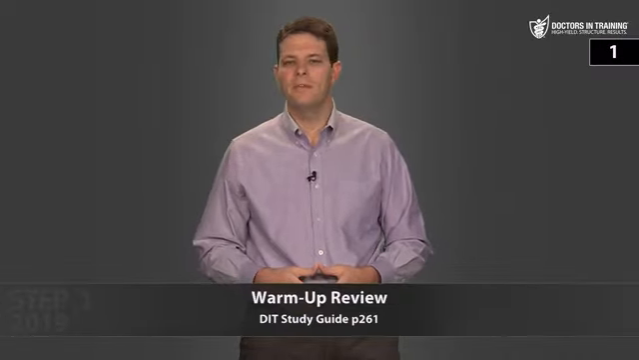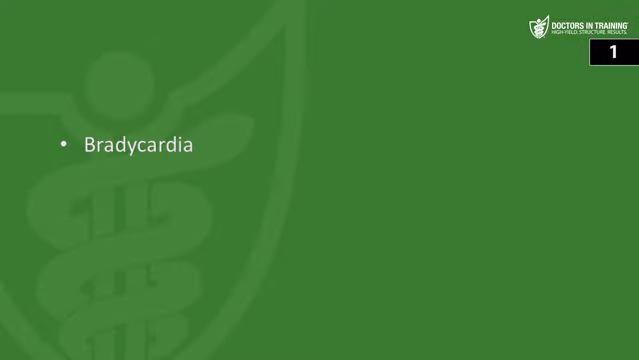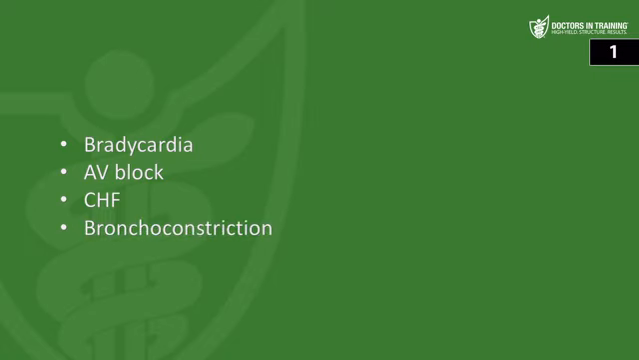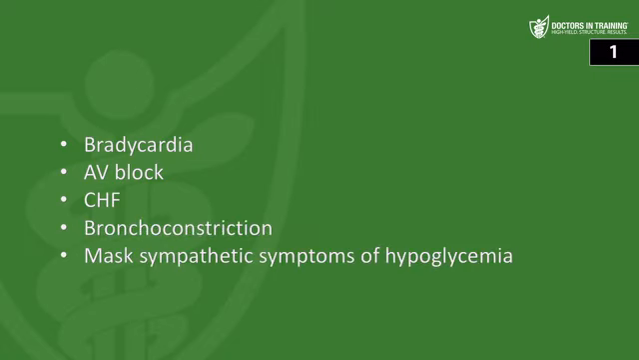Let's do the reproduction 2 warm-up. First question, what are the common side effects of beta blockers? So they can cause bradycardia, possibly cause some AV block. They depress myocardial contractility, so they might trigger some CHF. The non-selective beta blockers can cause bronchoconstriction, and beta blockers can mask the sympathetic symptoms of hypoglycemia.